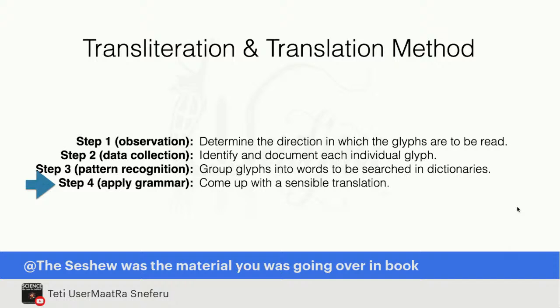When you build that up and become more efficient, because what happens over time is, for example, step one is going to be instantaneous. Step two is going to get faster and faster exponentially, because the more glyphs that you see and collect the data on, the more familiar you'll be, and you don't have to look it up anymore. I'll just give you a quick example.